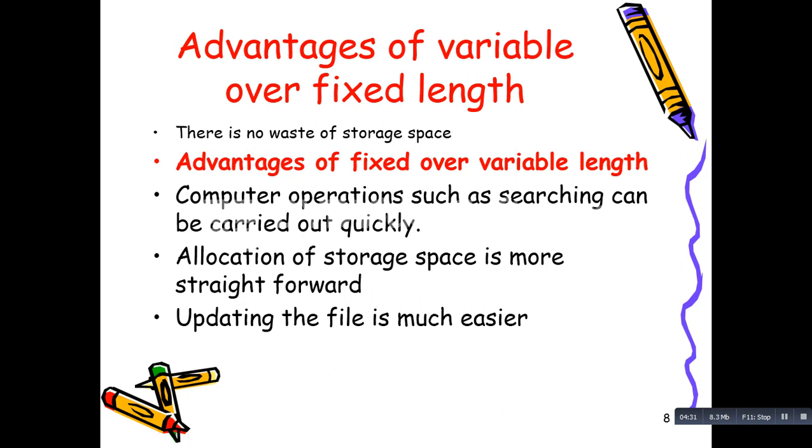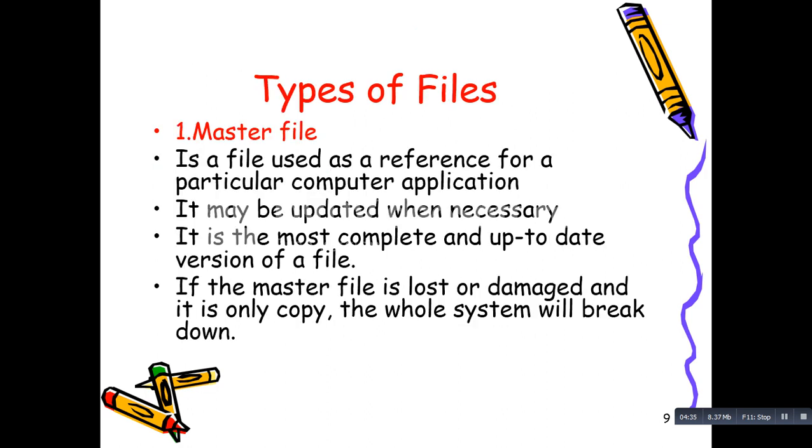Types of files. The first one is the master file. It is a file used as a reference for a particular computer application. It may be updated when necessary. It is the most complete and updated version of the file. If the master file is lost or damaged and it is the only copy, the whole system will break down, because this file is the main file of the database.